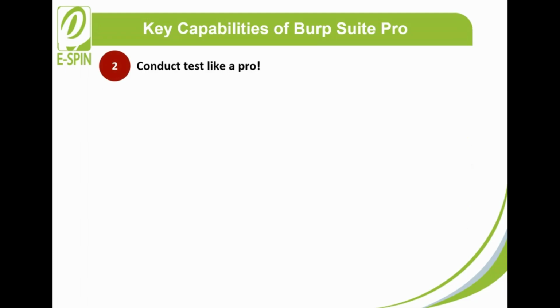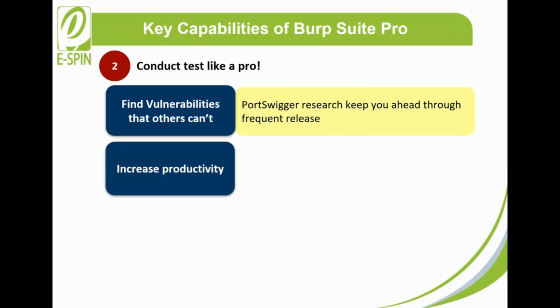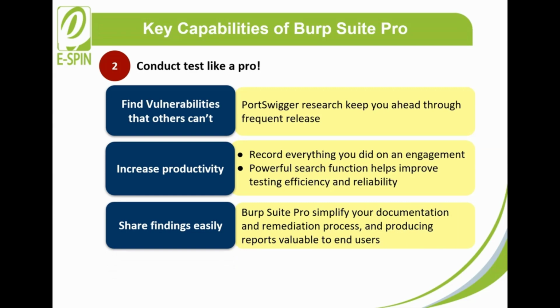PortSwigger research enables Burp Suite Pro to keep you ahead through frequent releases, making you able to find vulnerabilities that others can't. Increase productivity. Features such as the ability to record everything you did on an engagement, and a powerful search function help improve testing efficiency and reliability. As discovery of vulnerabilities and testing results need to be shared among users for security enhancement, Burp Suite Pro lets you easily share your findings by simplifying your documentation and remediation process, and producing reports valuable to end users.